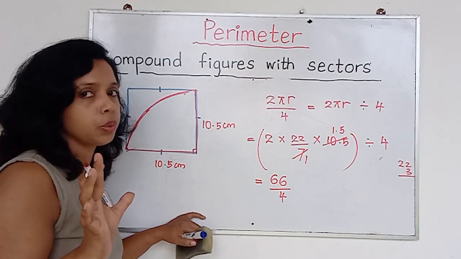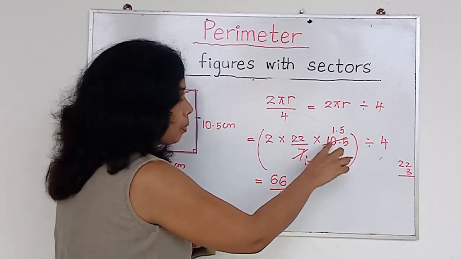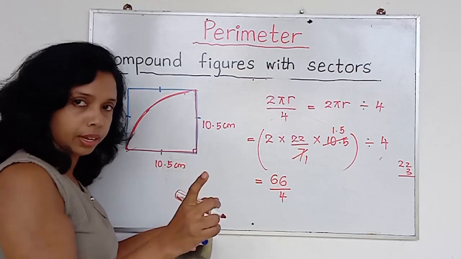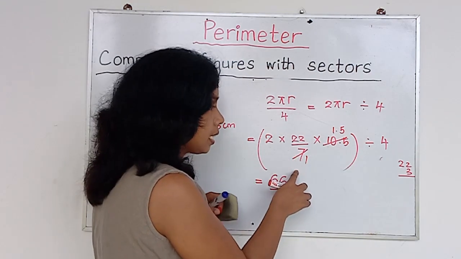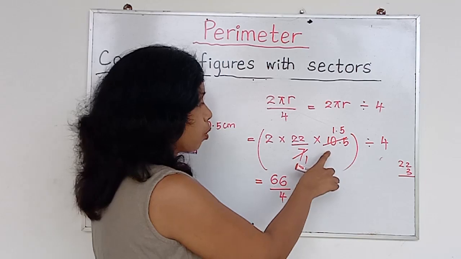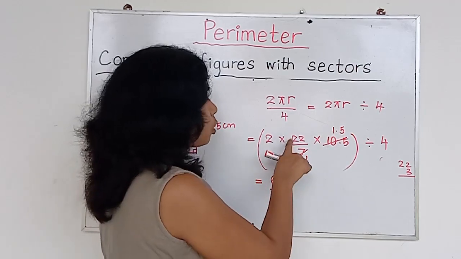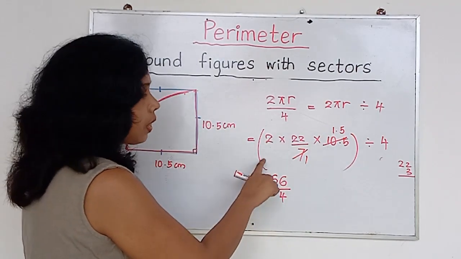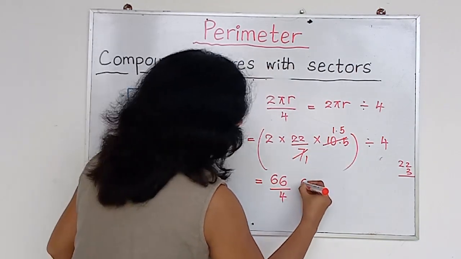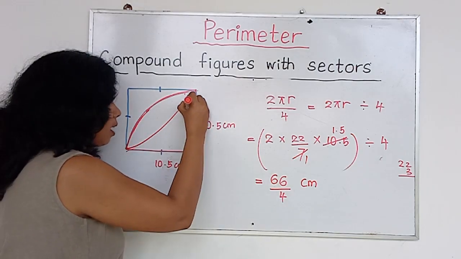Hope everybody understood. What? 2 times pi times r. Pi is 22 over 7. And the r value they have given is 10.5. Then can you simplify this? Yes. 7 times 1.5 is 10.5. 1.5 times 2 is 3. 3 times 22 is 66. That whole thing should be divided by 4. So this is the length of this part. Right? What was the next one we had?